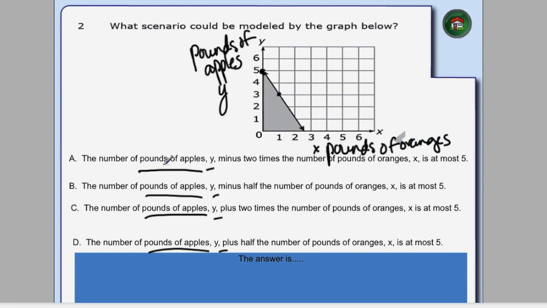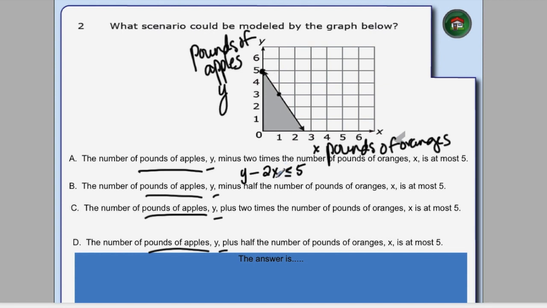So A says the number of pounds of apples, y, minus 2 times the number of pounds of oranges, x, is at most 5. So what you can do here is just write a statement. The number of pounds y minus 2 times the number of pounds of oranges is at most 5. That means it can only be 5, or it can be less than 5, but it can't be greater than 5. So if 5 is its max, there you go. Less than means I can be smaller than that.